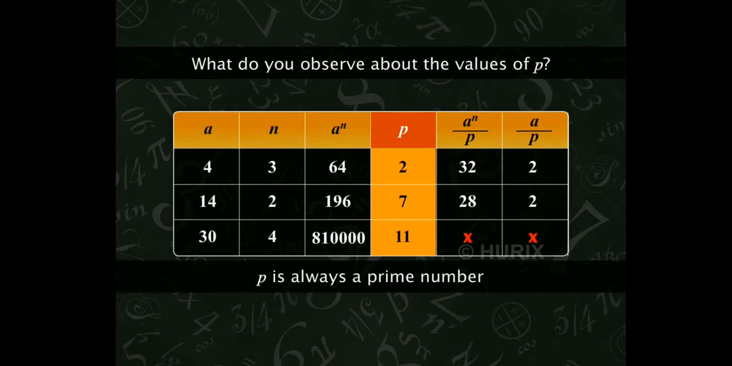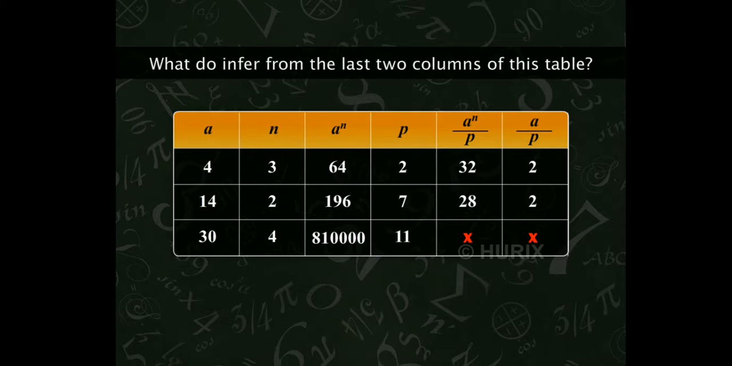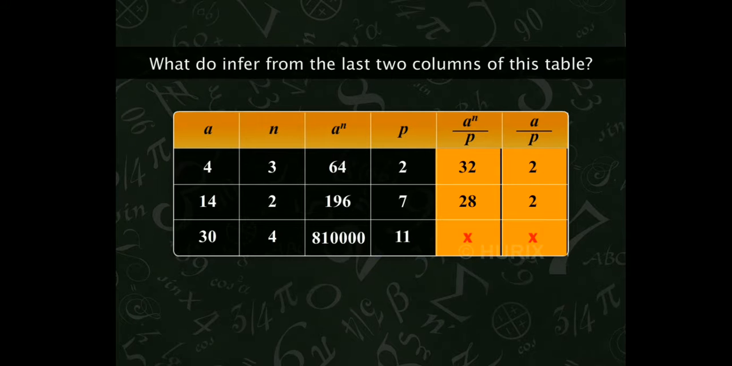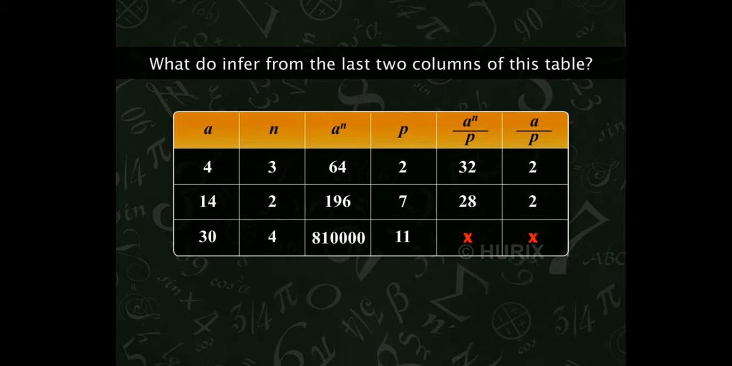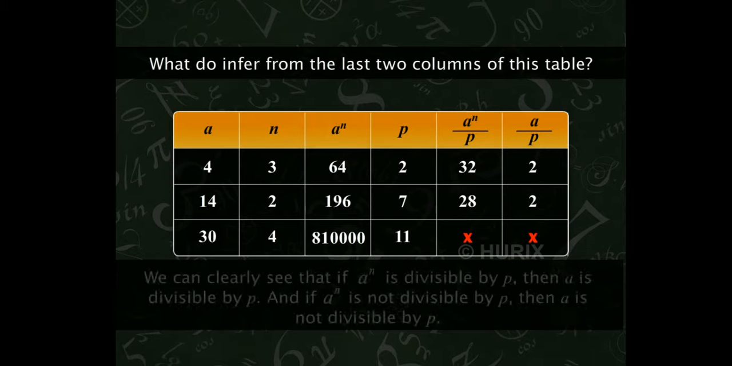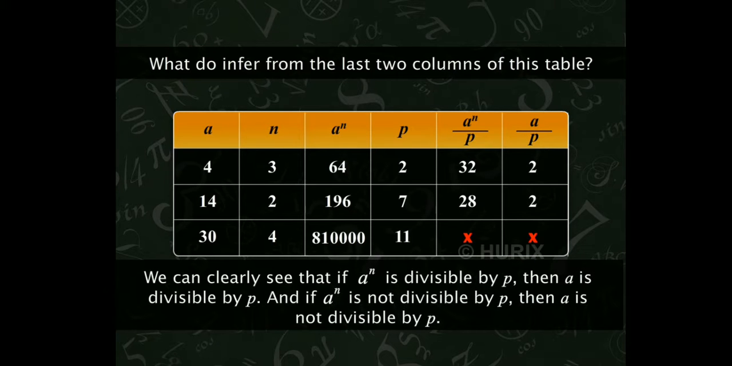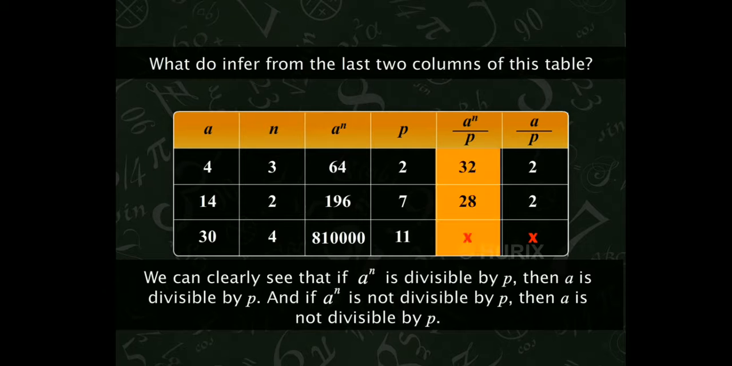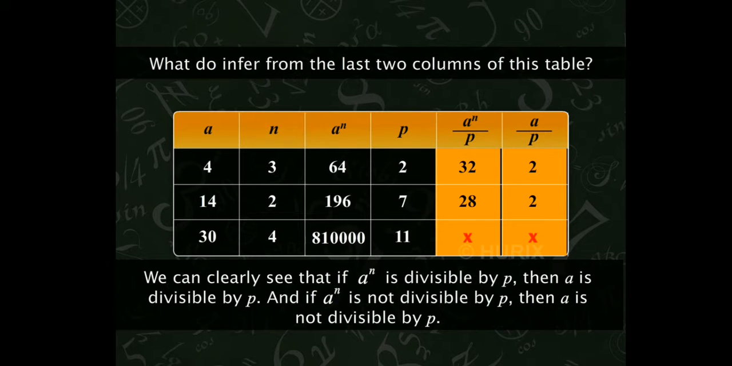We know that a prime number is divisible only by 1 and itself. Observe the answers that we have written for the last two columns of this table. What is your inference? We can clearly see that if a raised to n is divisible by p, then a is divisible by p. And if a raised to n is not divisible by p, then a is not divisible by p.